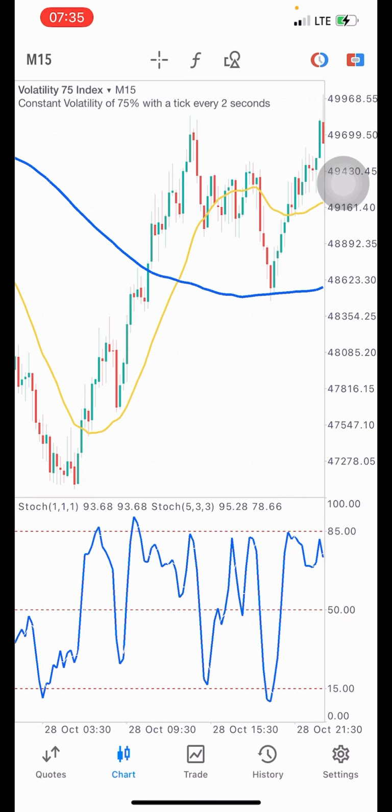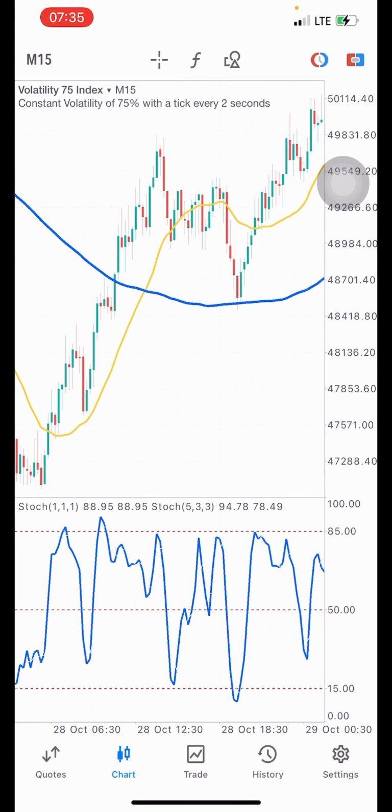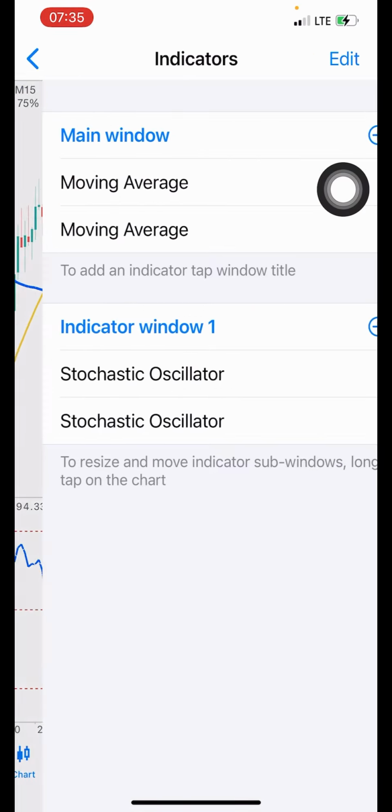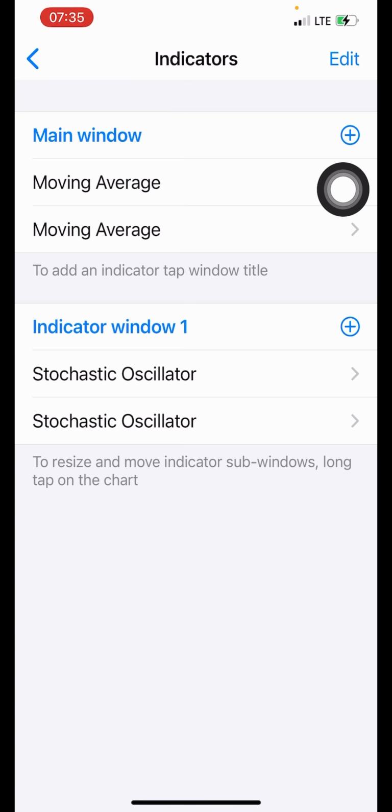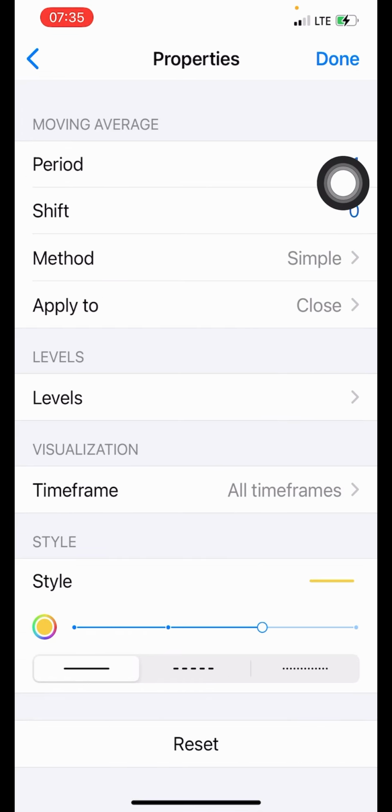Before I go, I want to quickly share with you guys the indicator setup now. I have not yet forgotten about that. So you click on this F icon, and after clicking on that, you search for your moving average. You click on this plus icon, you search for the moving average. Now these are the properties. The period is 21, shift is 0, method is simple, time frame is all time frame, the color is yellow, 3 pixel.